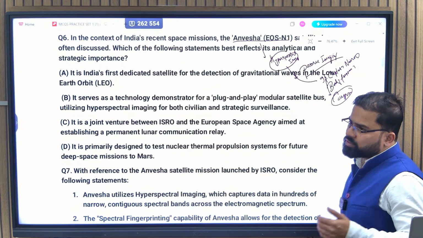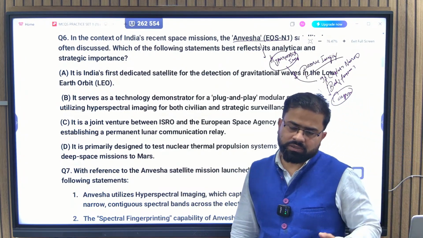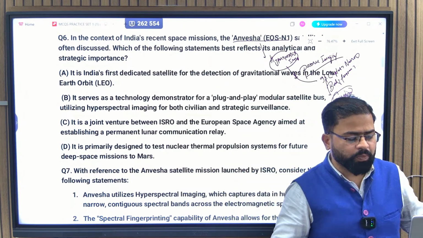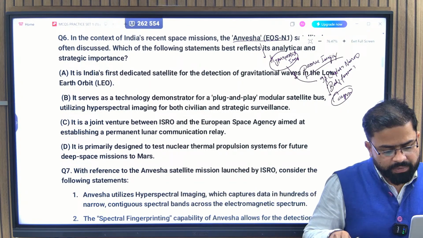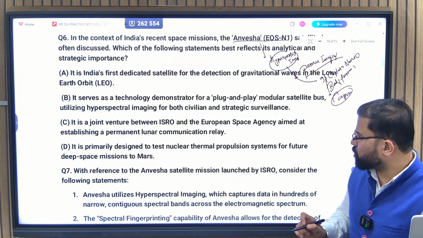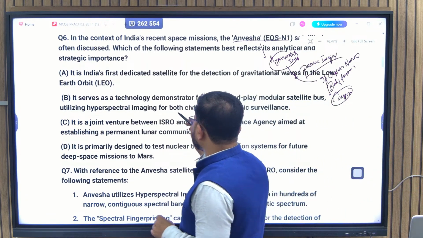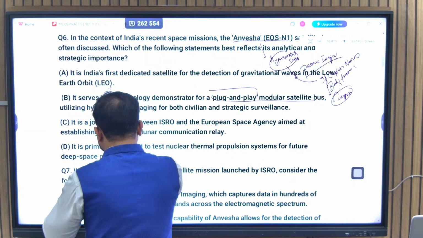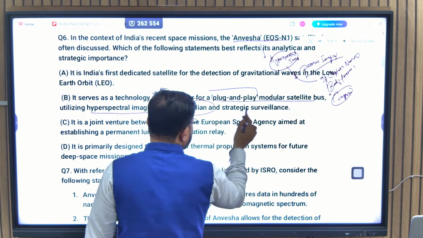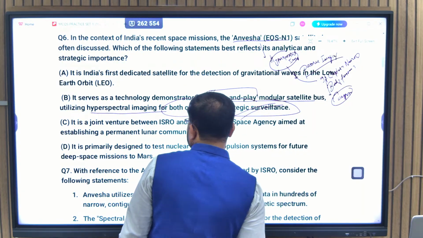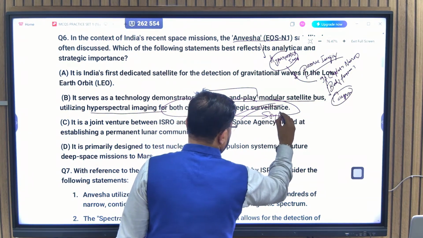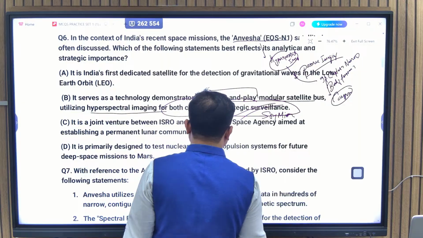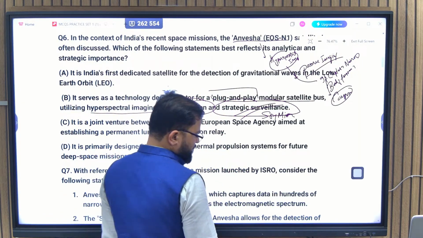That means, suppose it's called a spy mission. Why? Suppose in the forest cover certain equipment is hidden, camouflaged equipment; that can be detected with the help of UNVASE. Because of that, here you can see that it serves as a technology demonstrator for a plug-and-play modular satellite bus using hyperspectral imaging both for civilian and strategic surveillance. Okay, a spy mission. But the rest of the things are not relevant.